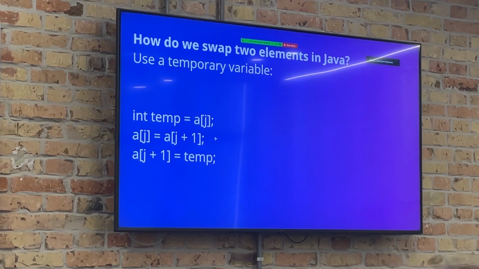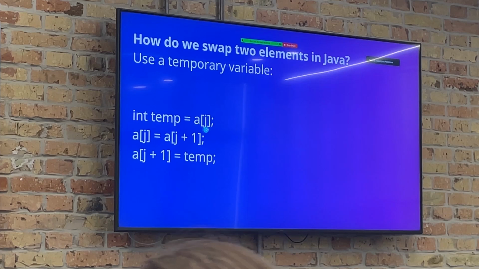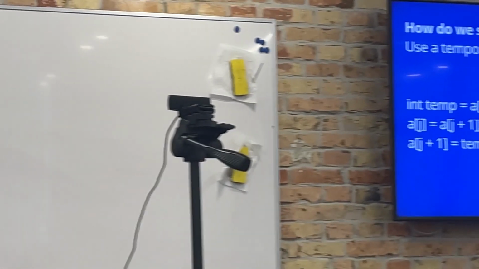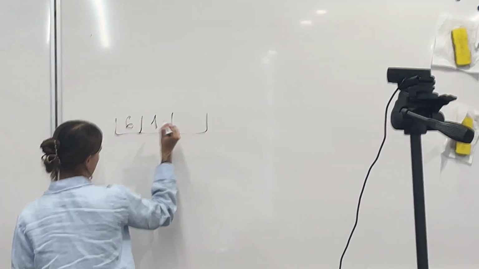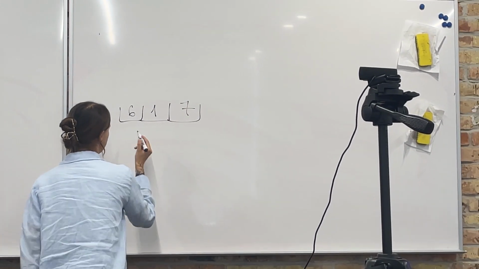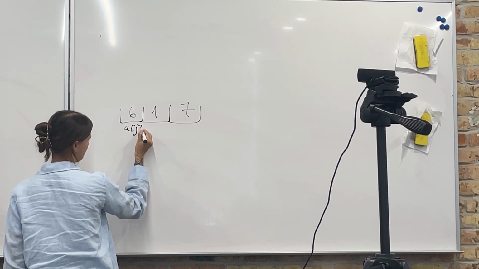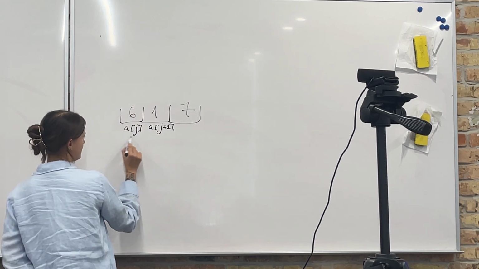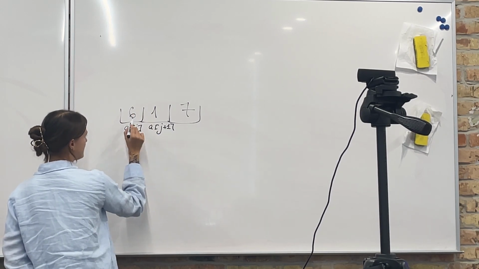And now, how will we swap elements? We have the a[j] element and the a[j+1] element. We need to swap them. How can we do it? We need to create a temporary variable, and we write the a[j] element in it. I will explain, maybe draw. So we have, like, 6, 1, 7. This is the j element. This is j plus 1. We need to swap them. This now should be 1, and this now should be 6.